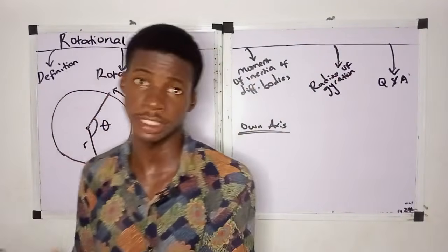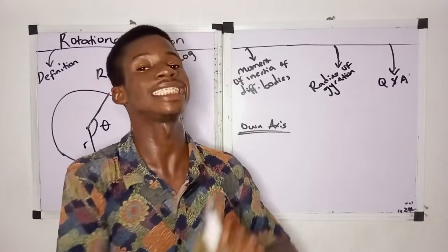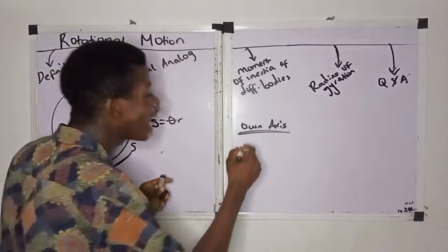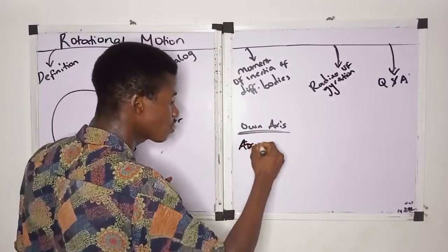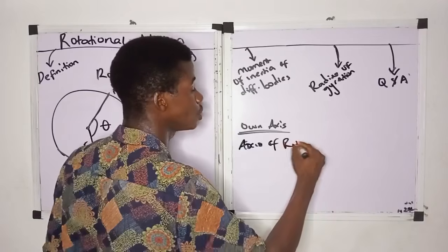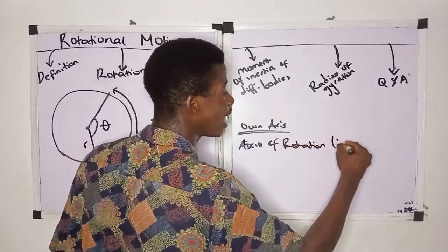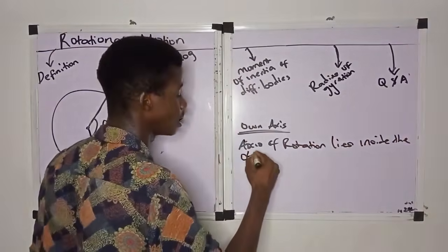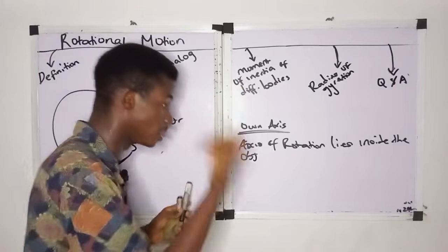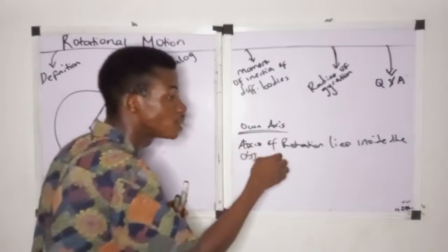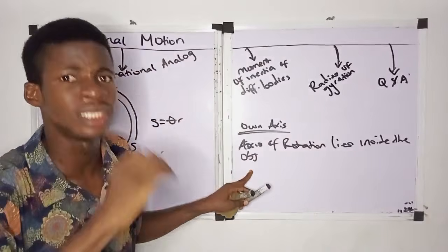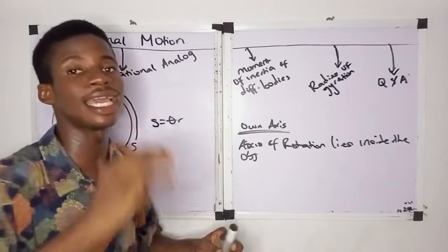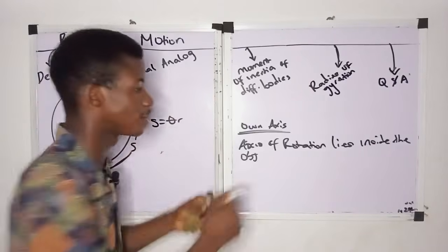Now, another difference between rotational motion and circular motion is that in rotational motion, the axis of rotation lies inside the object. This is very important. For example, the Earth. We all know that the Earth rotates around its own axis. That is very important, right?